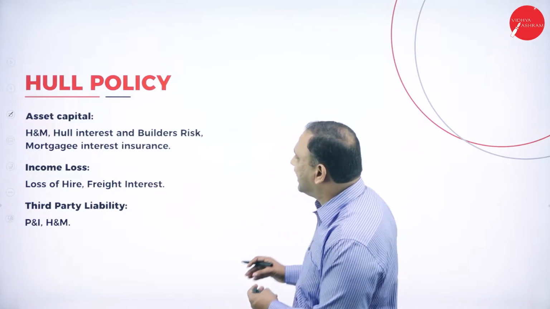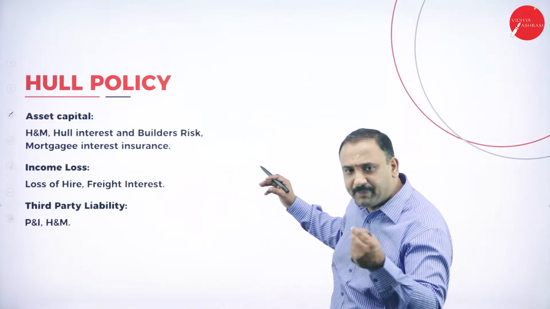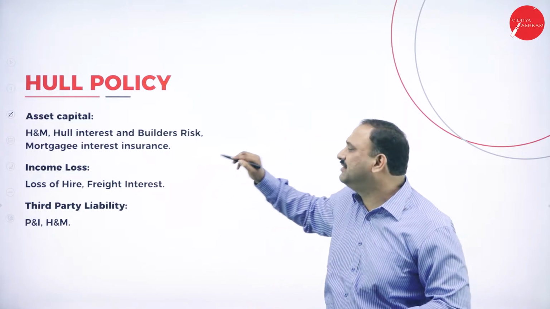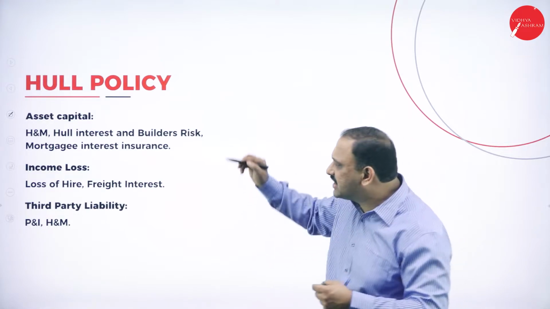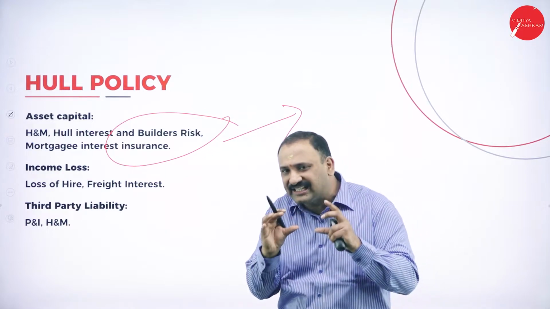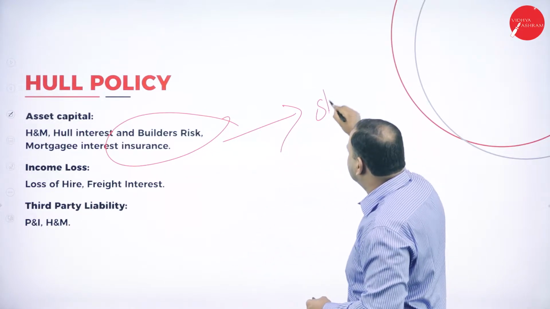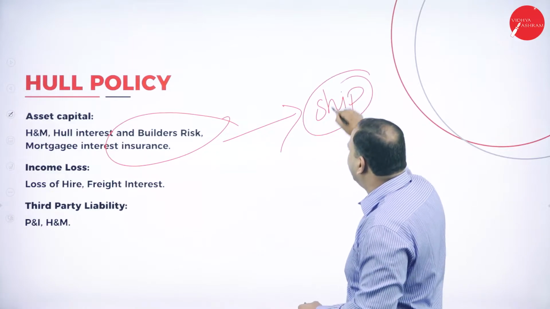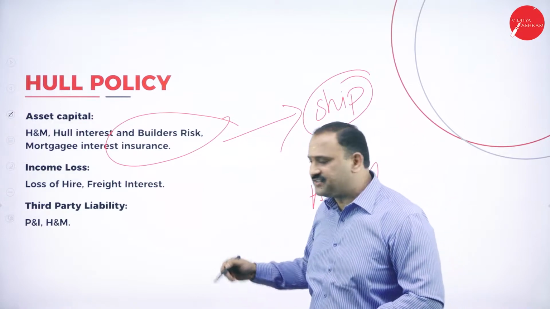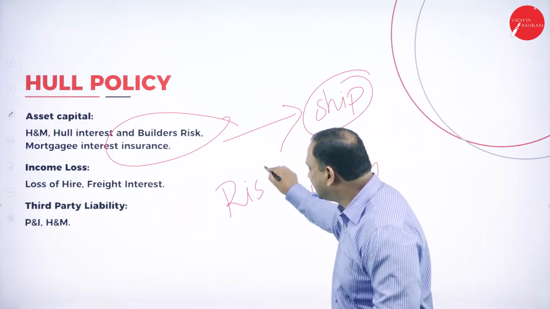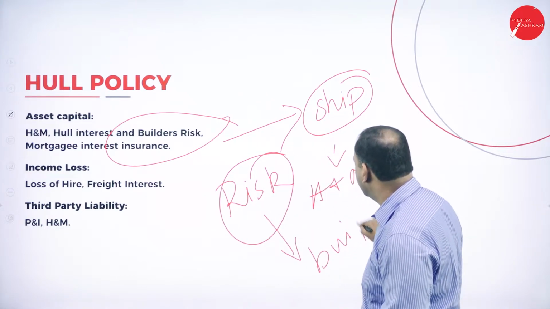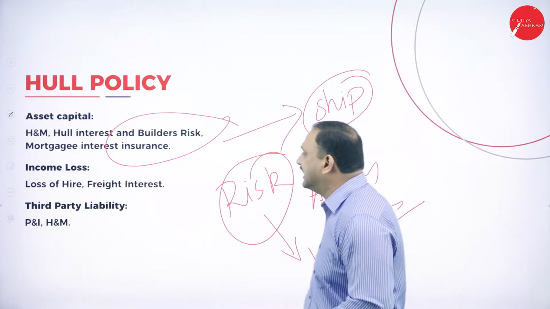Now, when you talk about the hull policy, the hull is based on the H&M, hull interest, the builder's risk, the mortgagee interest insurance factor. Now, these are very, very important things that we need to understand here. The asset capital is the ship here. The ship is going to be covered by the H&M factor. Then we are going to talk about the builder's risk. So what are all the risk factors associated with building that ship altogether. So all this matter will be taken into account.